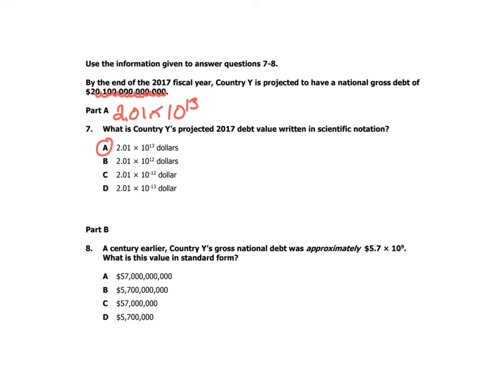Part B. A century earlier, country Y's gross national debt was approximately 5.7 times 10 to the 9th. What is this value in standard form? You can put 5.7, draw your decimal, and then draw your spaces over to the right 9 times. 1, 2, 3, 4, 5, 6, 7, 8, 9. And fill in with zeros. Comma here, comma here, comma here. So 5,700,000,000, and that answer choice will be B.